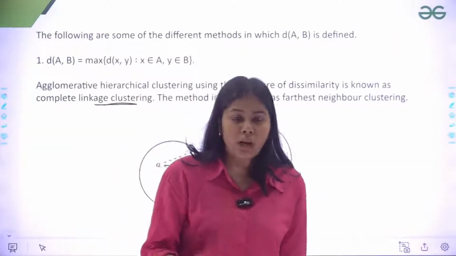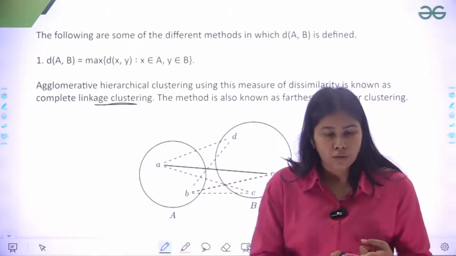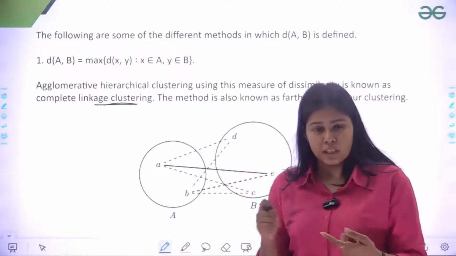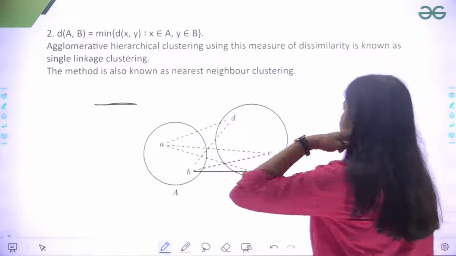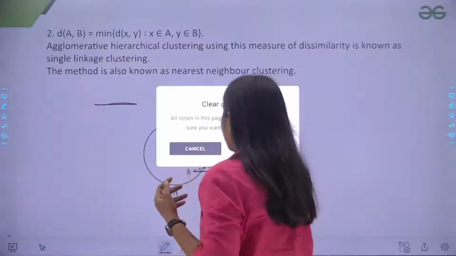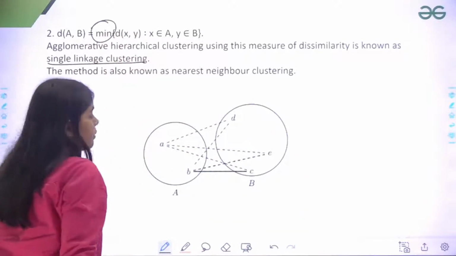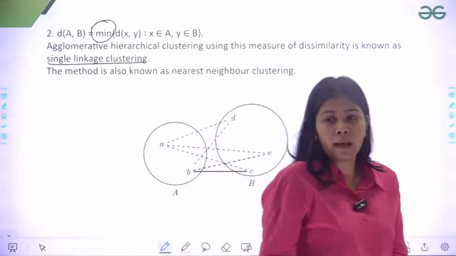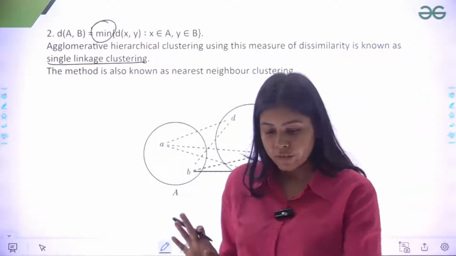So whenever they would ask questions, they would suggest or provide that either you have to use complete linkage or you have to use single linkage, which we are going to discuss next. So we have this single linkage clustering. Instead of maximum, we use minimum, right? The only difference is that.